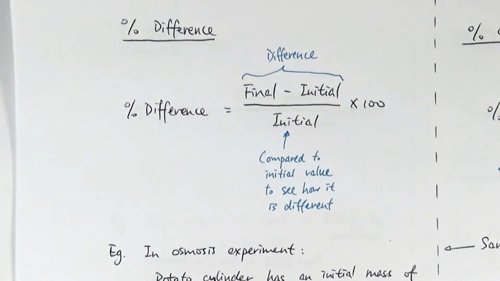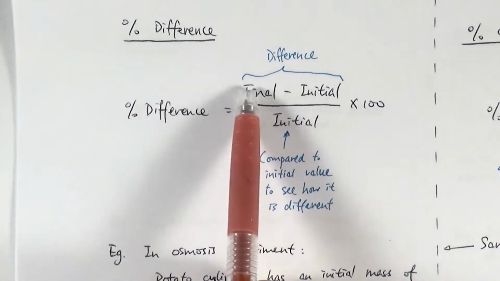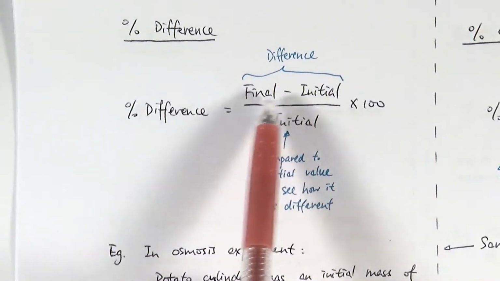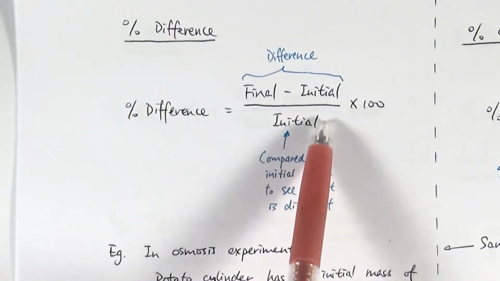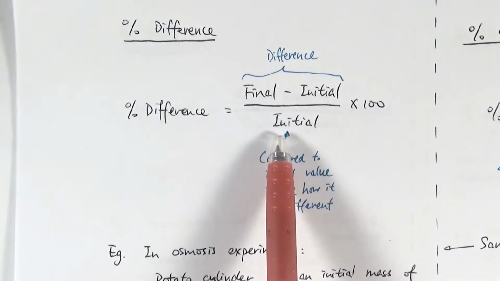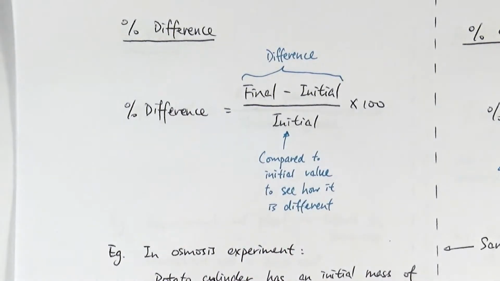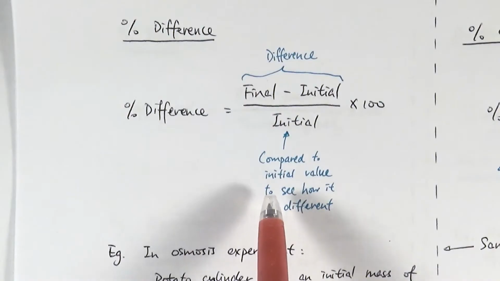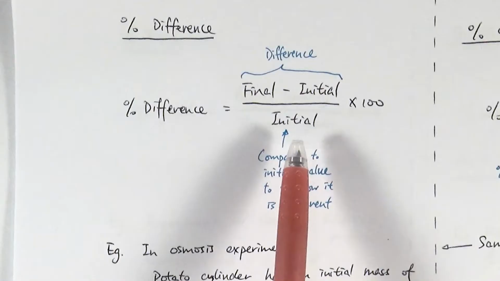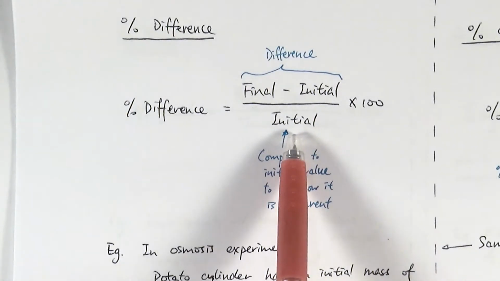Here we have percentage difference, which is a very commonly asked calculation question in exams. But often people just don't remember the equation, right? So percentage difference is calculated by the final value minus the initial value, then this difference divided by the initial value, times 100 if it's a percentage. Notice that we're dividing by the initial. A lot of people will divide by the final. Just make sure you know, because we're comparing to the initial value to see how big that difference would be. So that's why we have to divide by the initial. So make sure you memorize that.